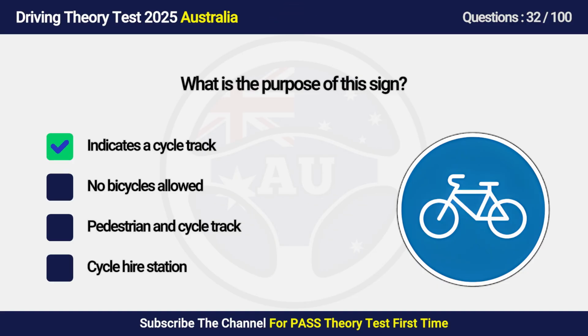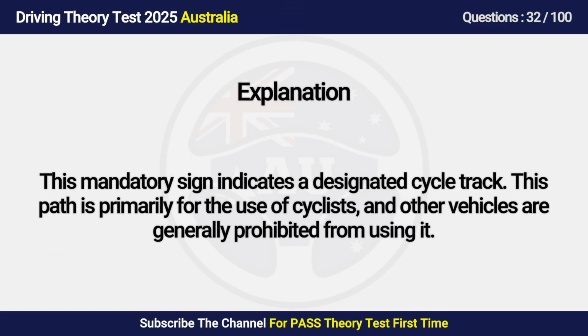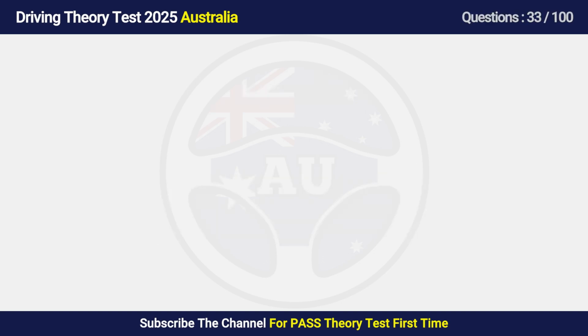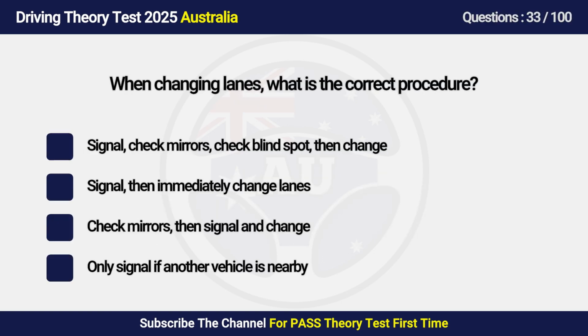Answer is A. A cycle track. This mandatory sign indicates a cycle track. This path is primarily for the use of cyclists, and other vehicles are generally prohibited from using it. Question 33. When changing lanes, what is the correct procedure?